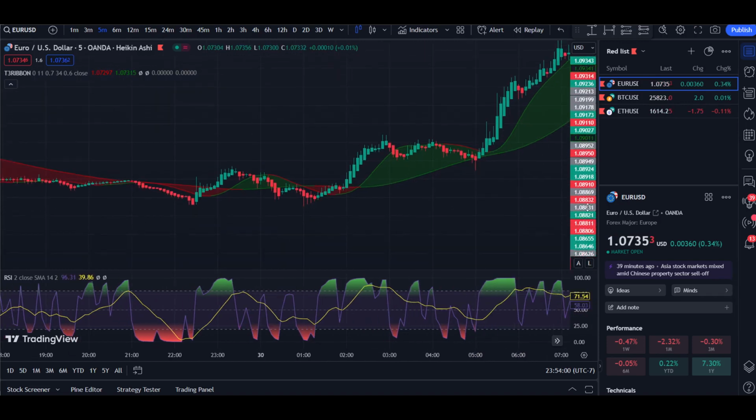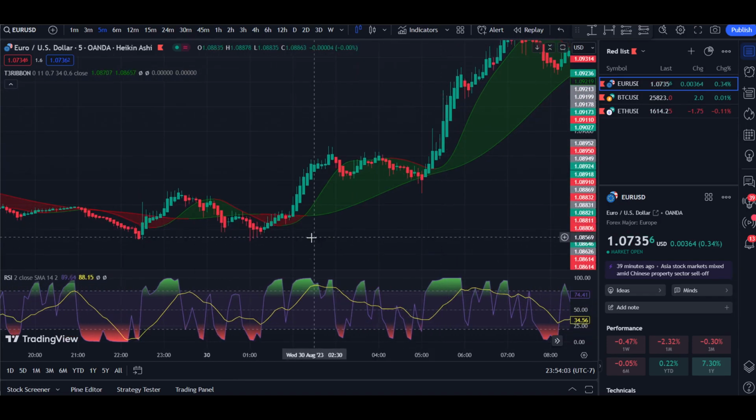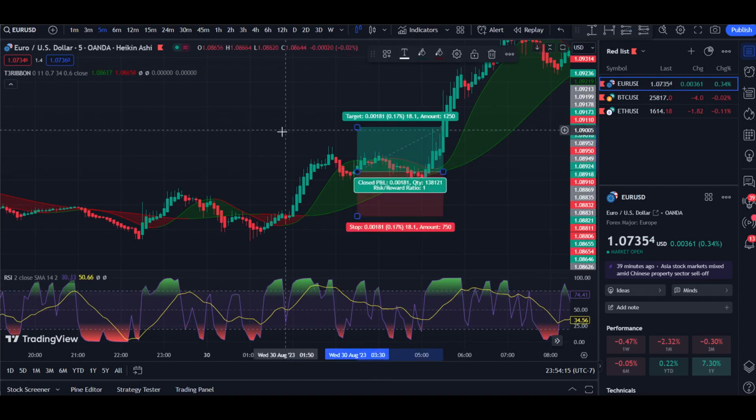Again, we have another potential long position right here. You can see that the ribbon is in the green. We're going to wait until it re-enters this area. And then as soon as the RSI crosses above the 80 level, we want to take our long position. Open the trade right here.